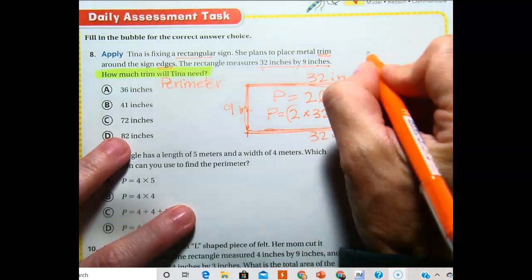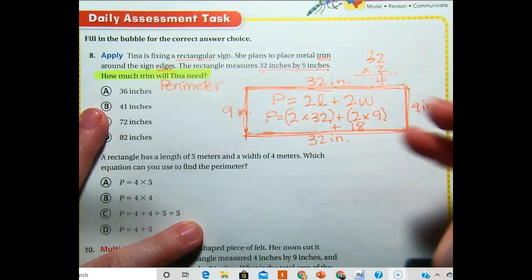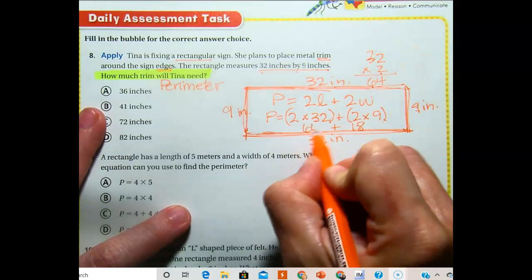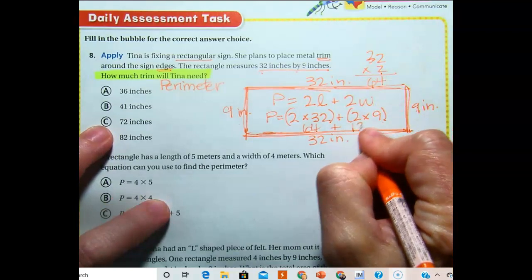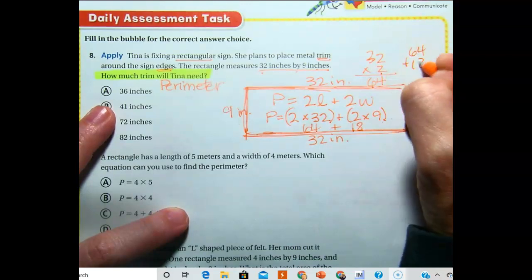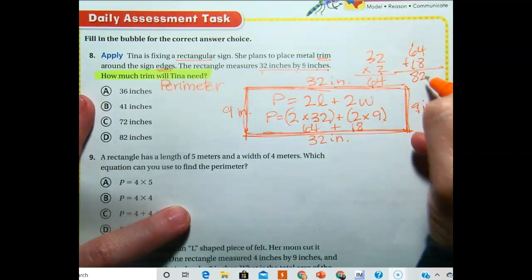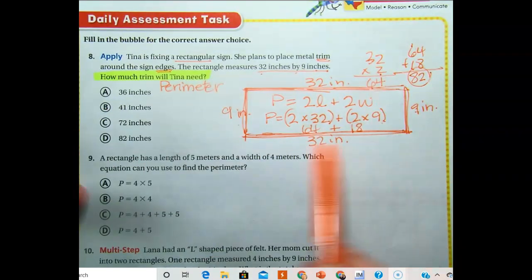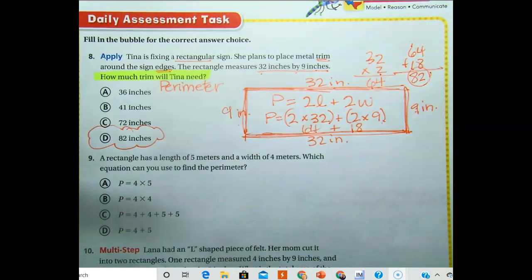Okay, so we figure this out. 32 times 2 is 64. And then we have 2 groups of 9, which is 18. And then we're just going to simply add these two measurements together. So we have 64 plus 18, and that would be 82. So we walked all the way around. It would be 82 inches. And there is your answer. If you got 82, that's fantastic. You might have just gone ahead and added all 4 sides. Again, more than one way to work a problem.